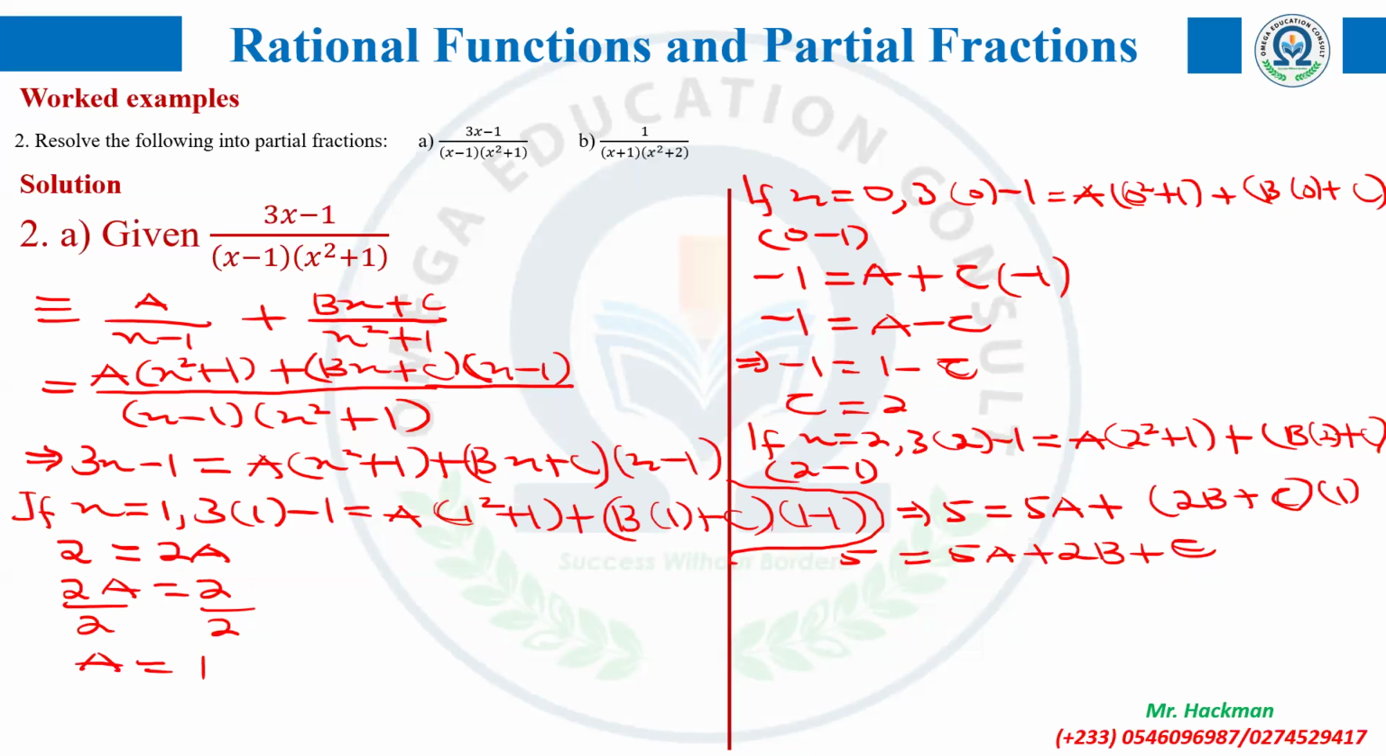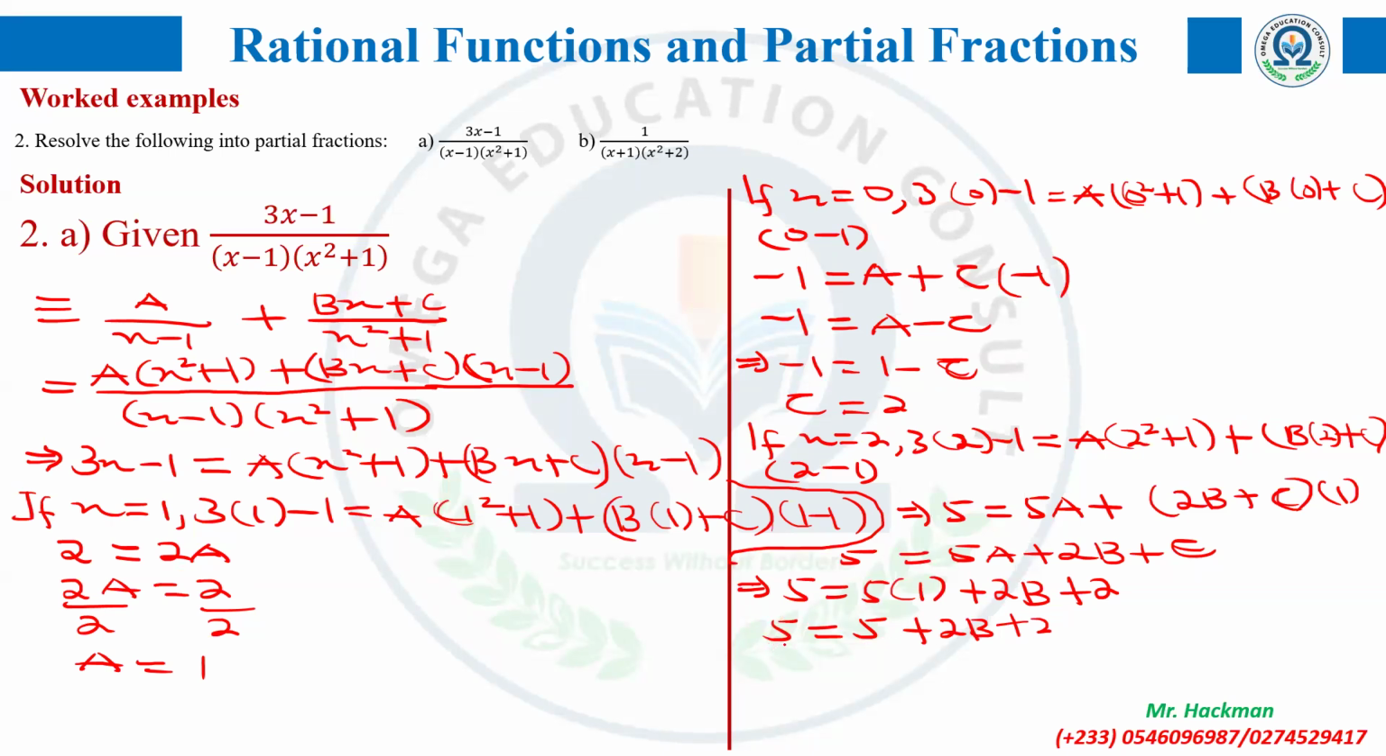Yes, sir. Okay, so at this point, I am going to carry out the substitution. 5 will be equal to 5a. A is known, 1. Plus 2b. B is not known, so that's what we are looking for. Then plus c. C is 2. So what do we get? 5 will be equal to 5 plus 2b, then plus 2. I could have skipped the step. 5 plus 2 will give you 7.